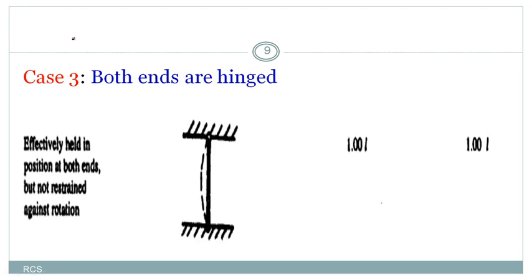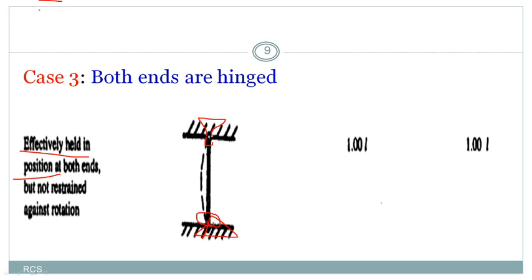See here, effectively held in position. I already explained what we mean by effectively held in position. It means the two ends of the column are supported with any kind of support, maybe hinged support or fixed support at their ends, right? But not restrained against the rotation. That means at both ends there is no resistance for the rotation. No resistance for rotation means they are supported with a hinged support at both ends. Clear? That's why there is no resistance of rotation here and no resistance of rotation here.